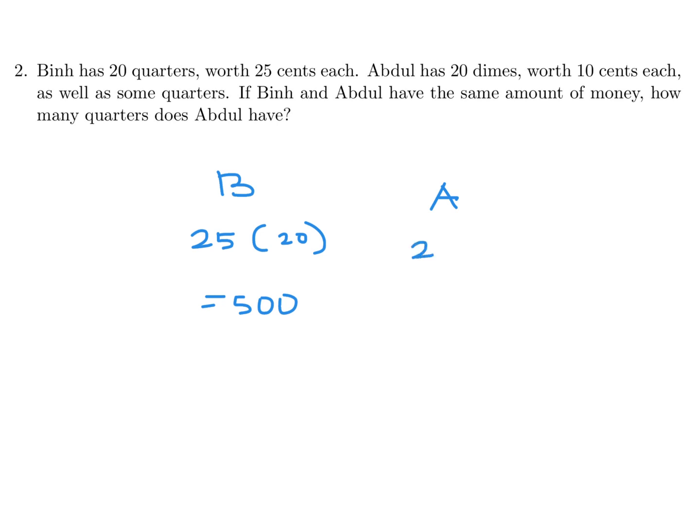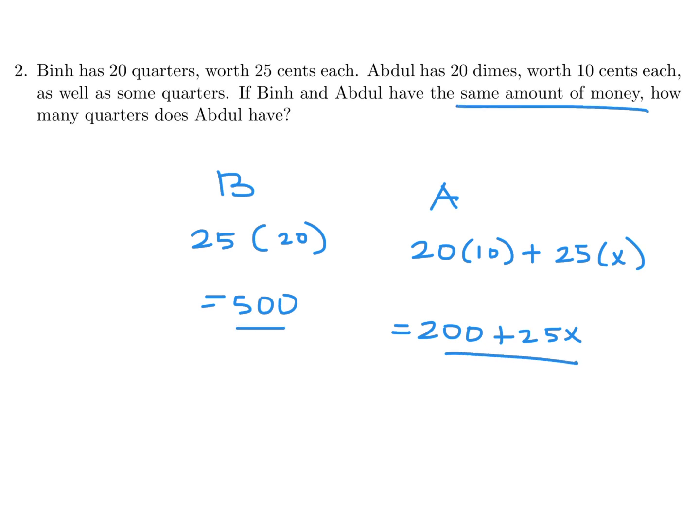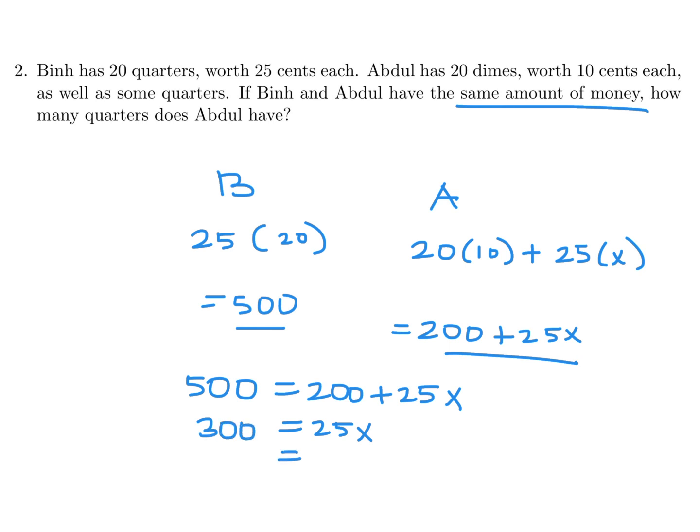Abdul has 20 dimes, which is 10 cents each, plus 25 times X. We'll let X represent the number of quarters that he has. So this is 200 plus 25X. And what they're saying is that these two are equal, the same amount of money. So 500 is equal to 200 plus 25X, and therefore 25X is equal to 300. So X is 300 divided by 25, which is 12. So 12 is the amount of quarters that Abdul has.